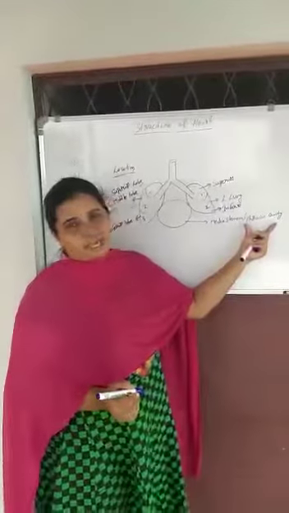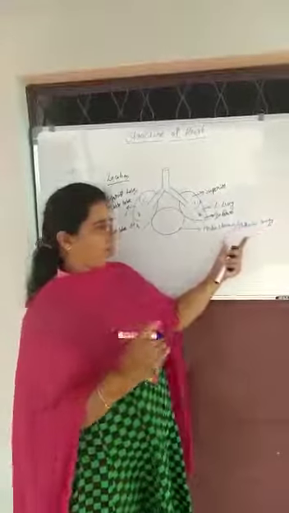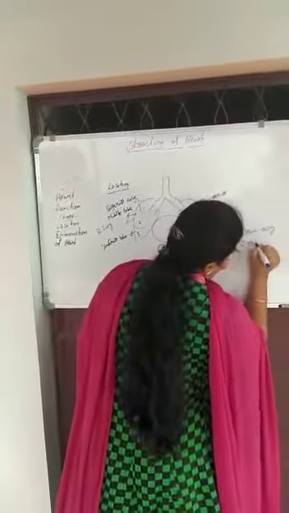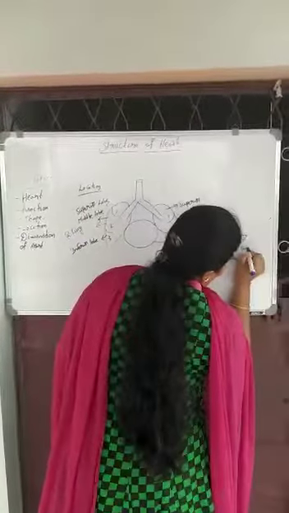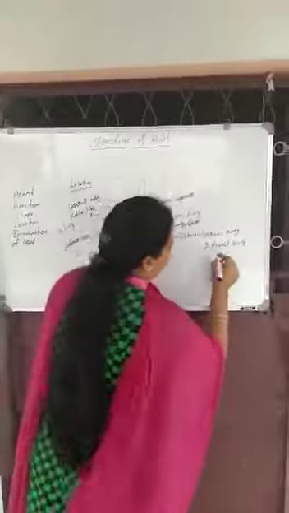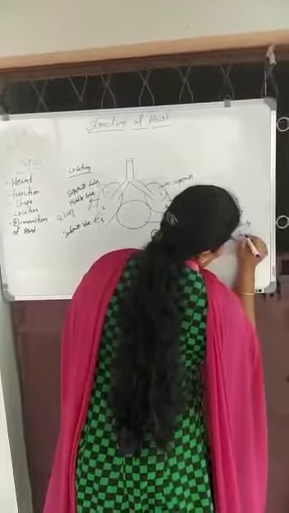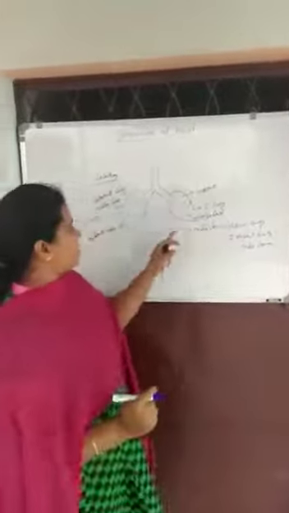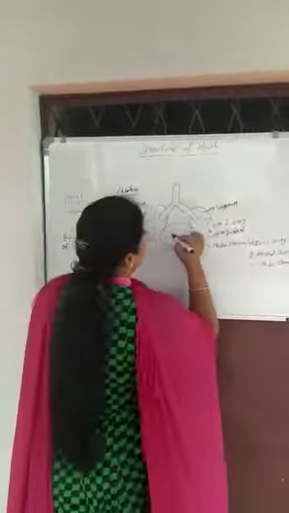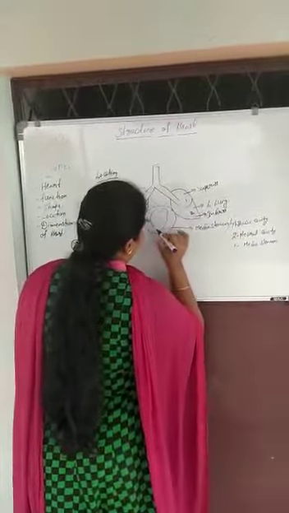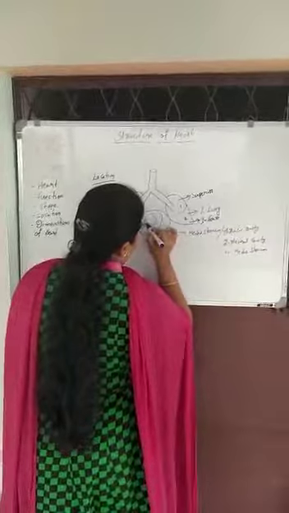Generally the thoracic cavity has 3 compartments. Two compartments we call the pleural cavities and one compartment we call the mediastinum. In this mediastinum the heart is located.